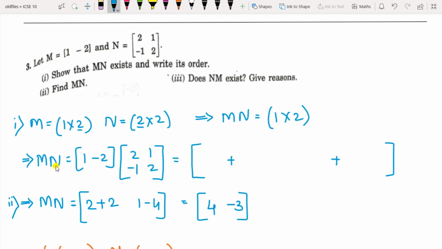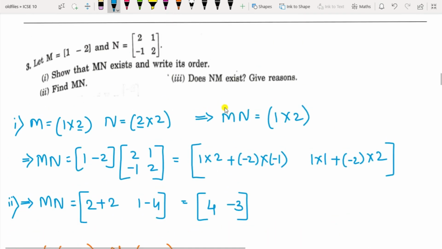Now we have to write the elements of MN here. So 1 into 2 plus minus 2 into minus 1, and the second will be 1 into 1 plus minus 2 into 2. So this is 2 plus 2 and 1 minus 4, that is 4 and minus 3 are the elements of MN. So you got the order here, 1 row and 2 columns.